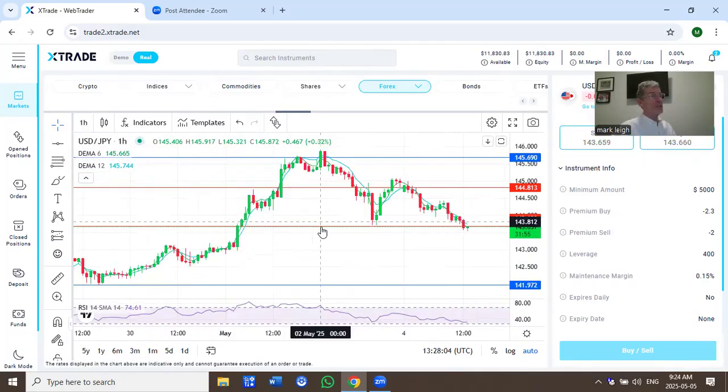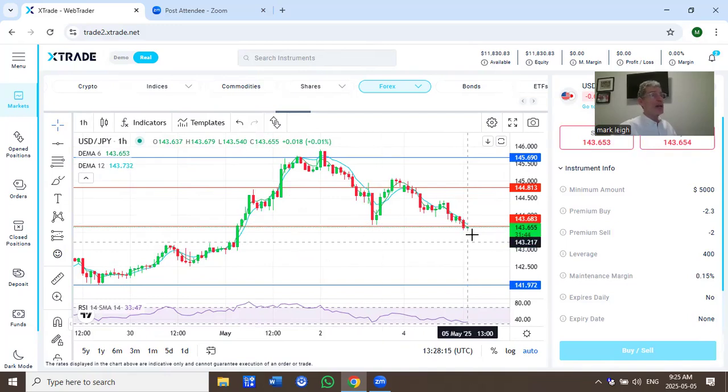Testing support right now, 143.67. Buyers of US looking for a bounce. This could well be the area, a strong support area, and we'd be looking to bounce up off here if we're going to see the US dollar make some kind of a fight back.